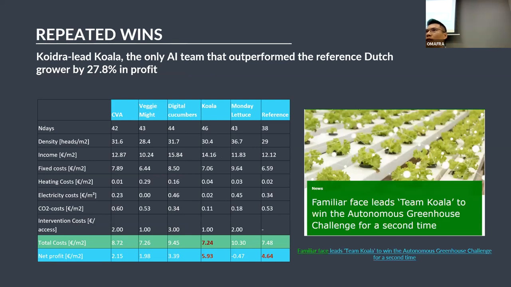Here's the results. In this challenge, we outperformed the reference Dutch growers by 27.8% in profit. And that was a very big increase in profitability.